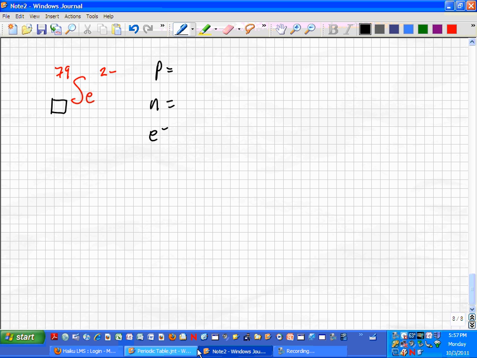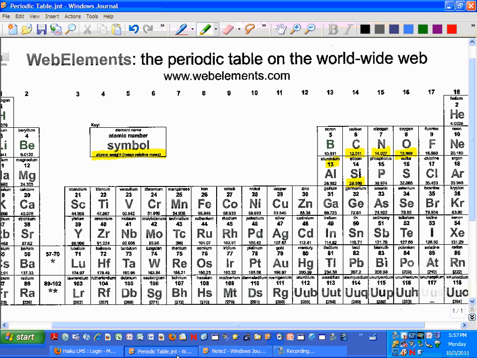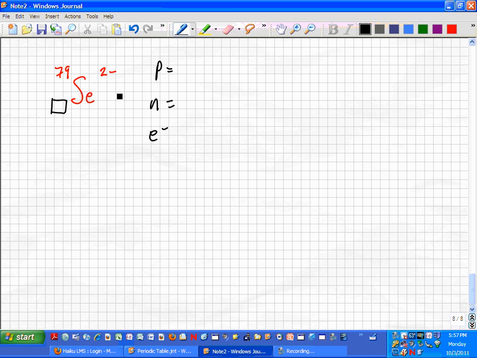Again, protons are easy. Let's go get them. I grab my periodic table. I look up selenium, and there it is. Selenium has an atomic number of 34, which means it has how many protons? Oh, 34. So I'm going to put a 34 in here.